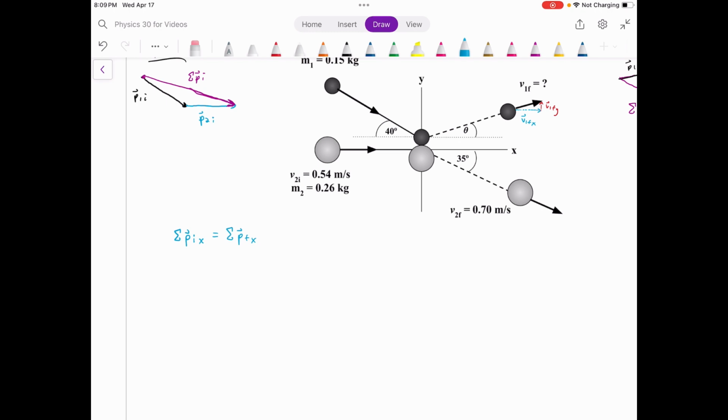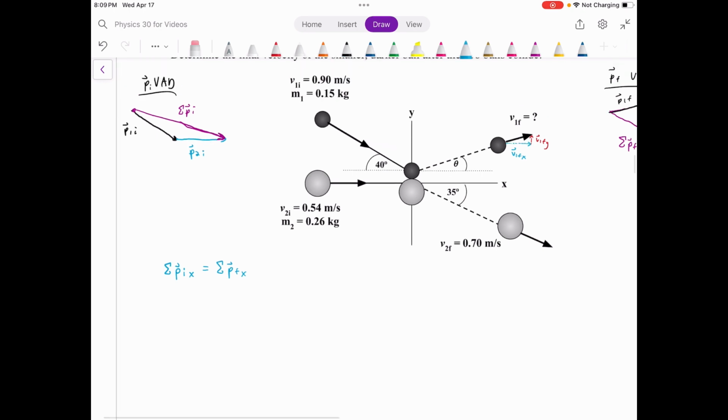And the same will be true for the y-axis, right? I'll maybe just save y. It doesn't matter which one we do first, but I might just do x first here, okay? So let's think about this. We've got 2 objects before, and we've got 2 objects after, right?